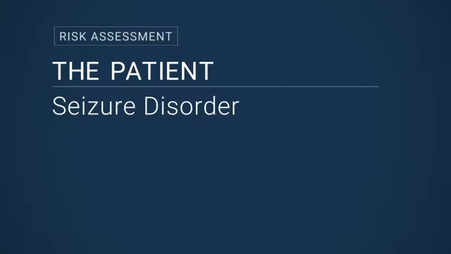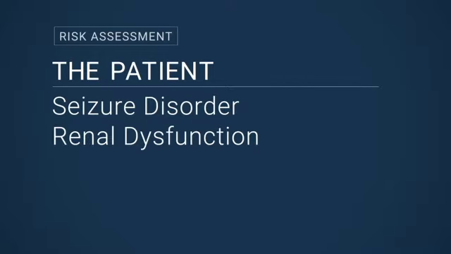The last thing that I would consider in my risk assessment is the patient. And most of the time the patient's characteristics are not going to contribute a lot to the risk assessment, but sometimes they can. An example would be a patient who ingests a drug that's likely to cause seizures in a patient with an underlying seizure disorder, or perhaps a drug that's cleared by the kidneys in a patient with renal dysfunction. It's also important to consider the very young and the very old, because the clinical effects of the drugs in these populations can be quite different.